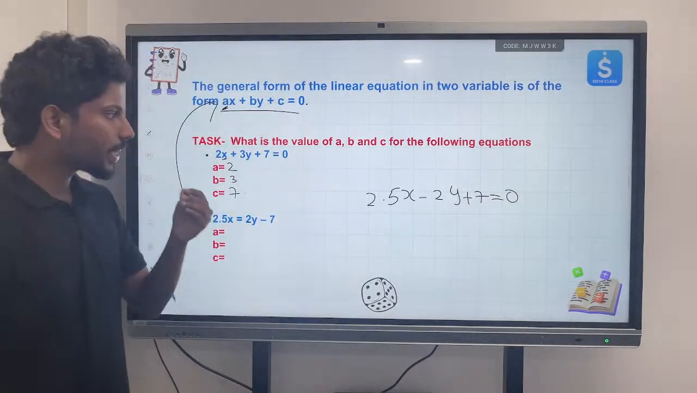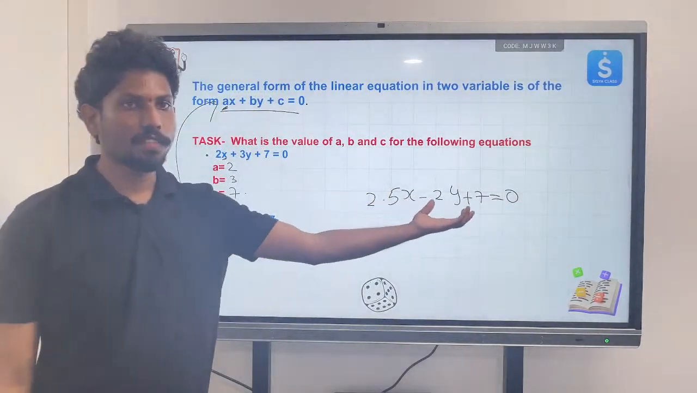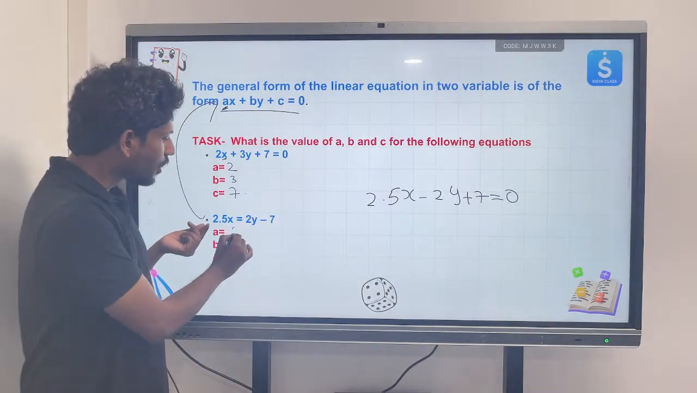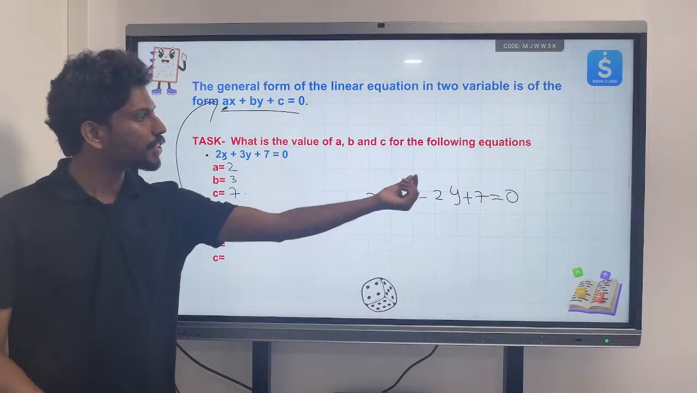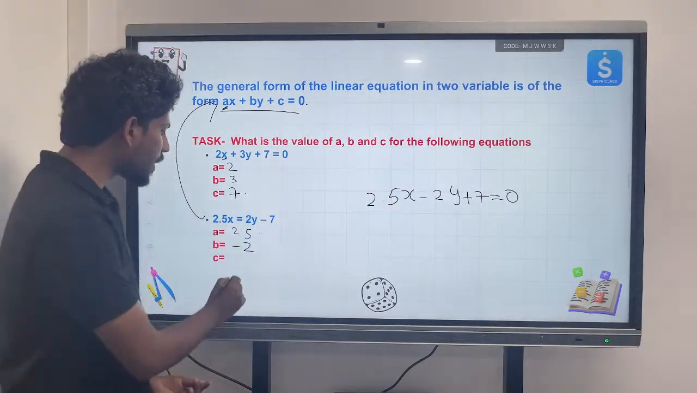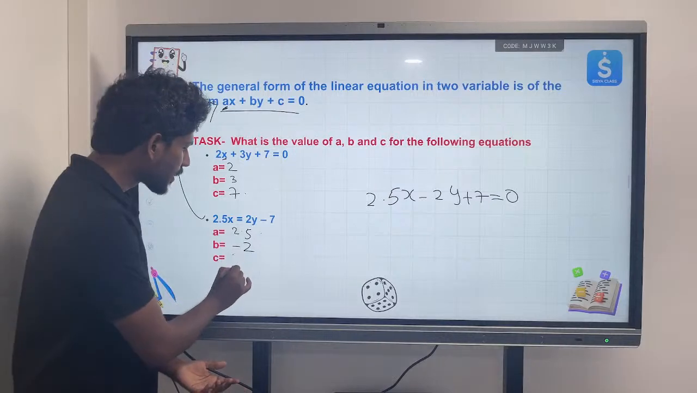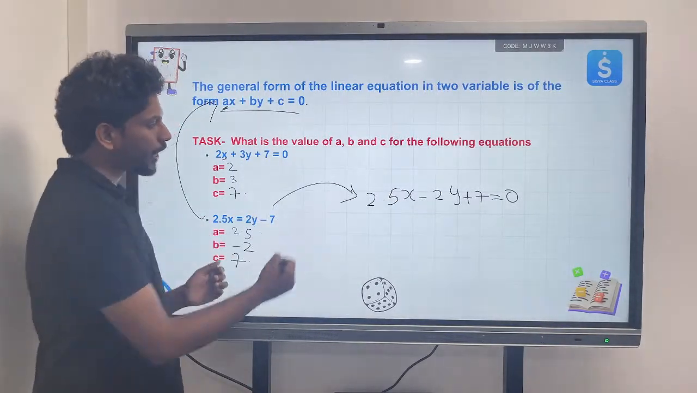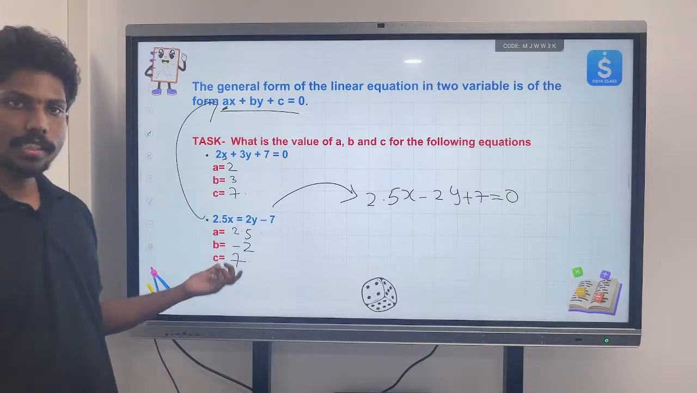Now, if you see here, we have converted it into the general form. What is the coefficient of x here? The coefficient of x is 2.5. What is the coefficient of y? Minus 2. What is the constant c? That is 7. Now, can you see here? First, we have converted into the general form and then we have written the values of ABC.